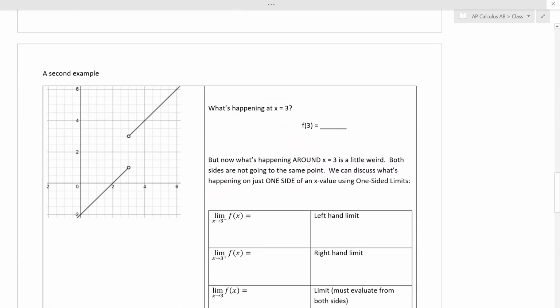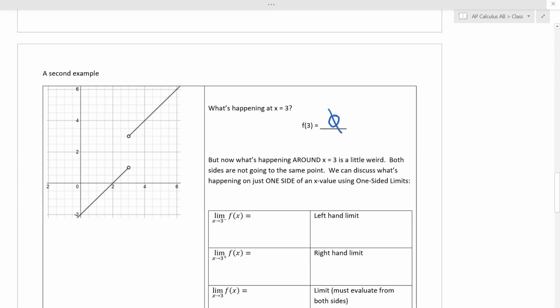When we get to something crazy like this, now I'm asking what's happening at f of 3. But if you look at where x equals 3, there is no point. Nowhere on here, if you look at all the x equals 3, there's no point there. So what that means is f of 3 is actually undefined. It doesn't tell me what to do with 3. If there was a point up here, I would say f of 3 was 5. But there's not a point there.